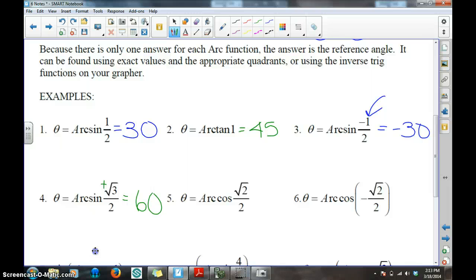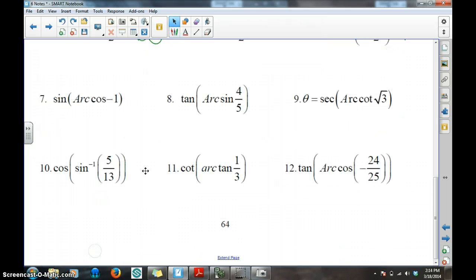Arc cos of rad 2 over 2, quadrant 1, reference of 45. Probably the hardest one here, arc cos of negative rad 2 over 2, is 135. Means go to quadrant 2 and use that reference of 45, but your calculator would tell you that if you just typed what you see. Still good?